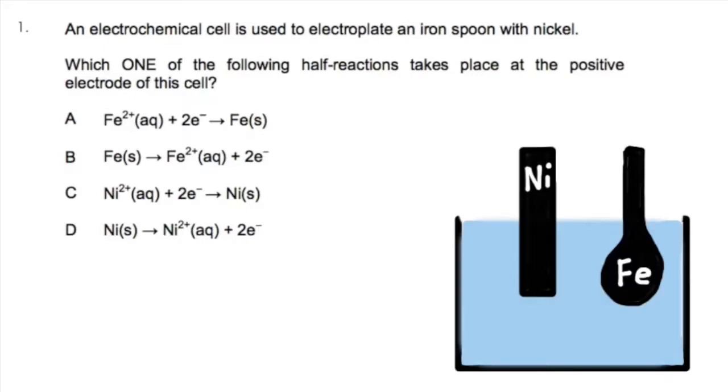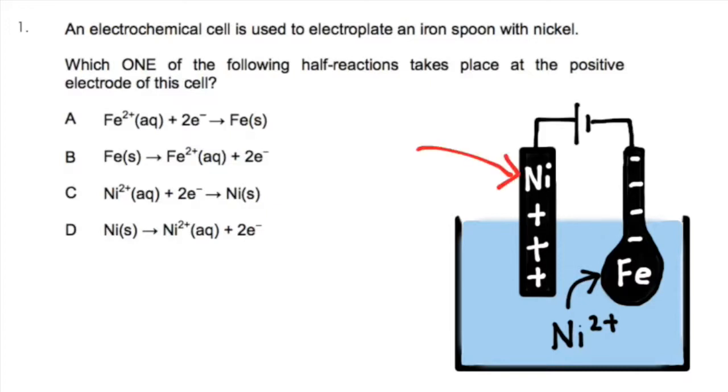Let's just have a look at what the cell setup would look like. We'd have a nickel rod to provide the nickel ions and the iron spoon as indicated. The electrolyte would require nickel 2+ ions. Those would then be reduced to form the nickel plating on the iron spoon. So the iron spoon must be negative then to attract the nickel 2+ ions, which means the nickel rod must be positive, and so the cell would look something like that.